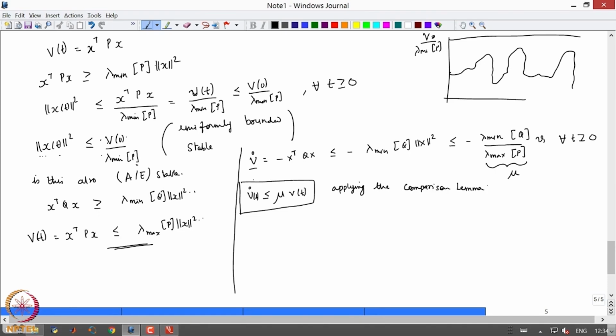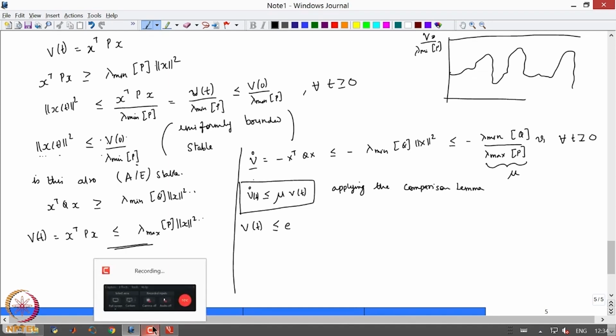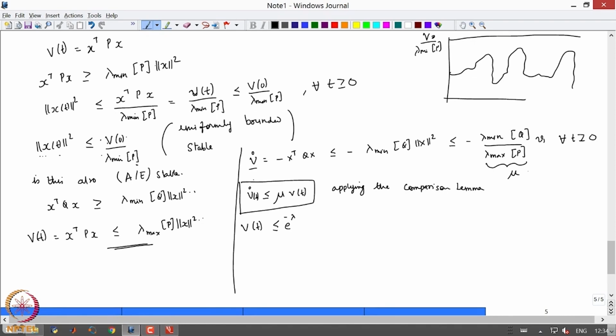Okay, what do I have now? What can I say about V? This V of t is now less than or equal to e power minus lambda t times V of 0, for all times t greater than or equal to 0, where I let this mu be minus lambda, and for simplicity t naught is just 0. So, this lambda is lambda min of Q over lambda max of P.